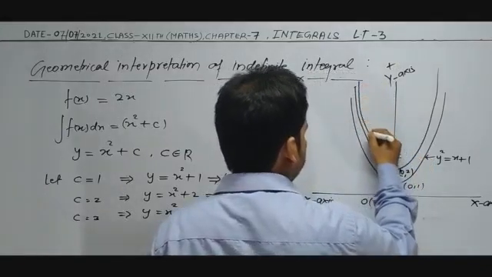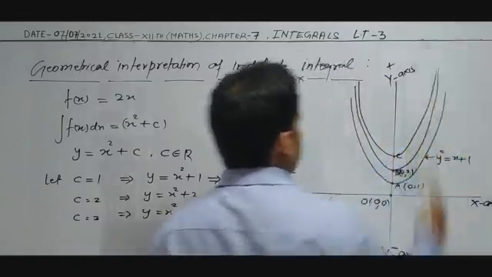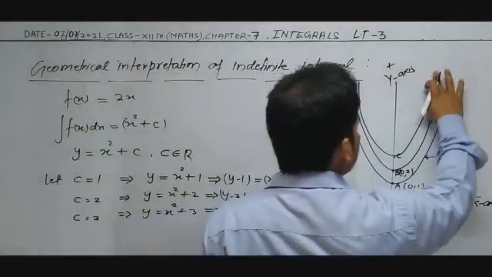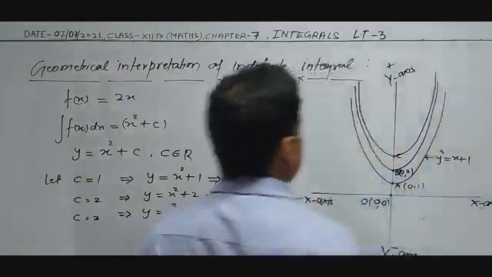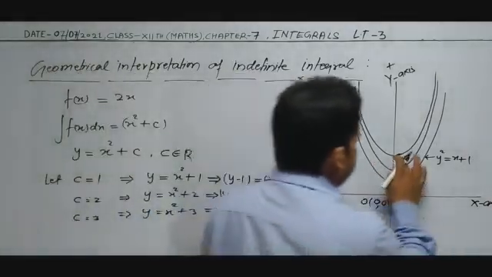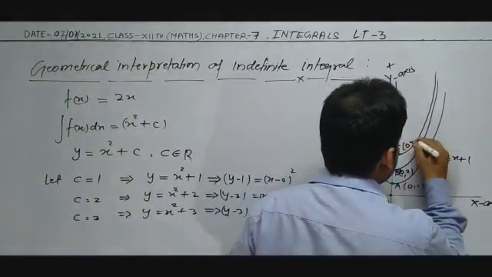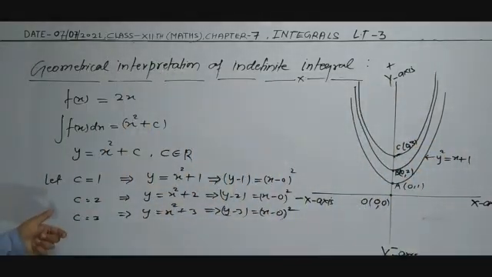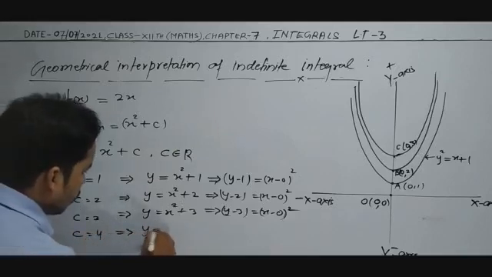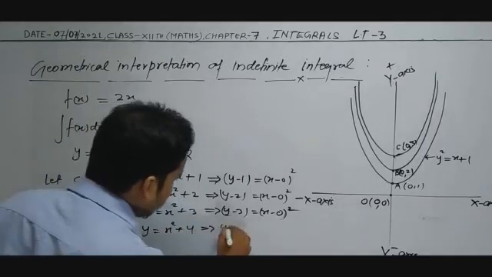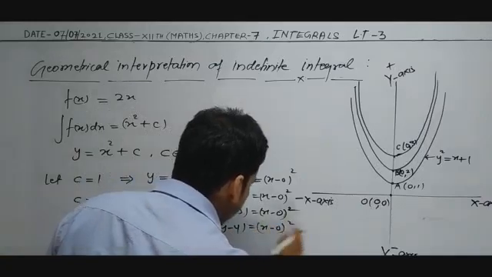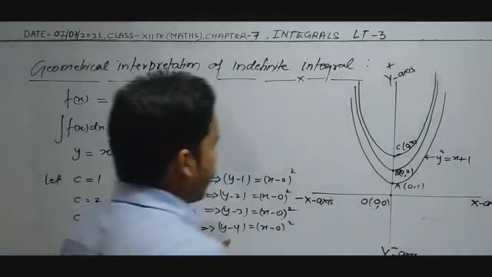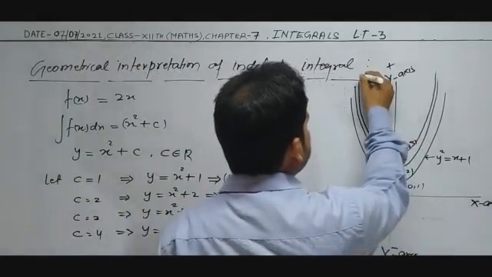This type of parabola you will get. This is the point C and whose coordinate is 0 comma 3. Suppose we are going to take the value c is equal to 4. Similarly, y is equal to x square plus 4. This implies y minus 4 is equal to x minus 0 whole square. So vertex will be 0 comma 4. Suppose D is the point.